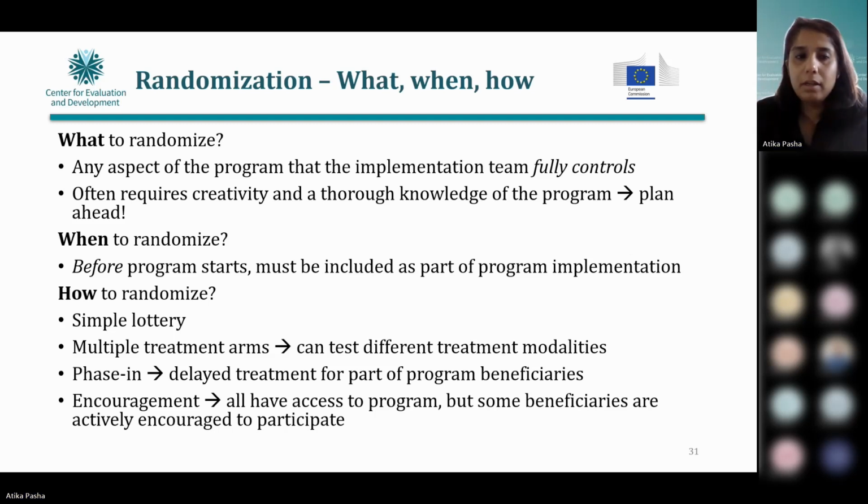And then finally, we have the encouragement design, where you are able to provide access to the program to everyone, but in this case, actively encourage some to participate, let's say through flyers, through an information campaign, through radio jingles, whatever other awareness or nudges that you can think of, versus some who are not given these nudges but still have access to the program. And this is the encouragement design.